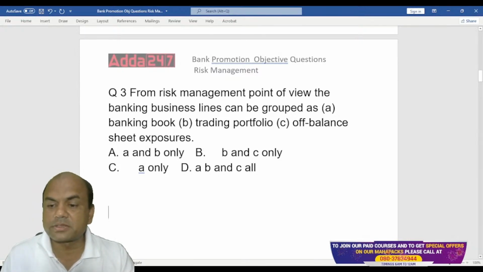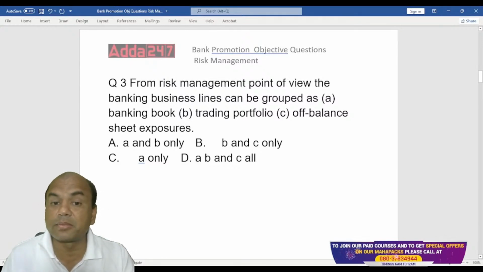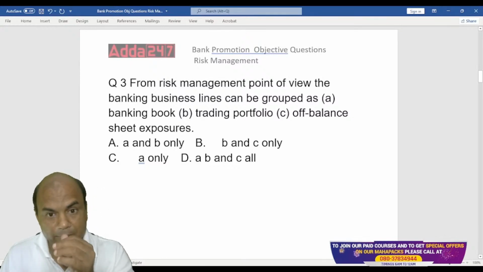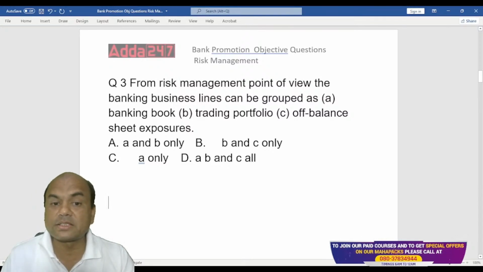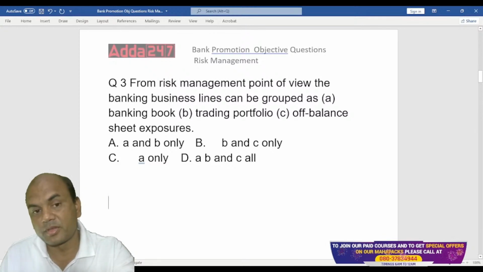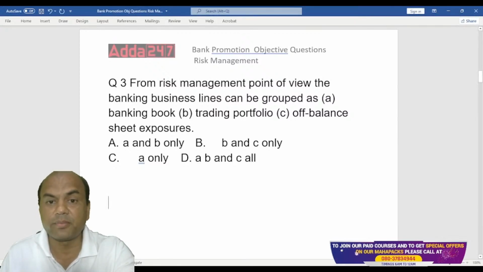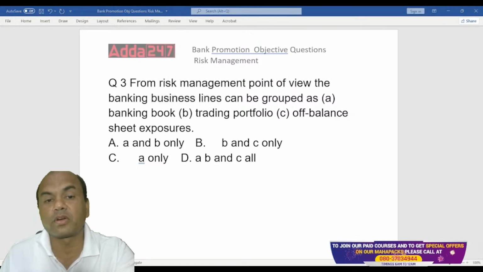Third one. From the risk management point of view, the banking business line can be grouped as what? A: banking book, B: trading book, C: off balance sheet exposures. So, A and B only, B and C only, A only, and A, B and C all. From the risk management thought process point of view, what does a business line mean? Whatever businesses are there in the banking. So they can be grouped under what?